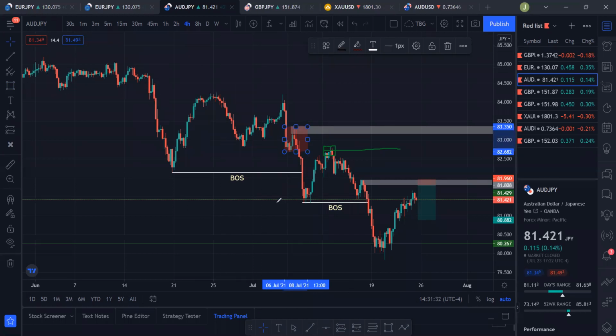Price broke down below this structural low right here and came back into this order block right here. It didn't come back all the way up to the very top of the order block, which I see a lot of people do, but don't take into consideration this entire order block. If you're taking a trade, say for example, off of this candle right here, that's a very low risk trade. Hardly anything to talk about.